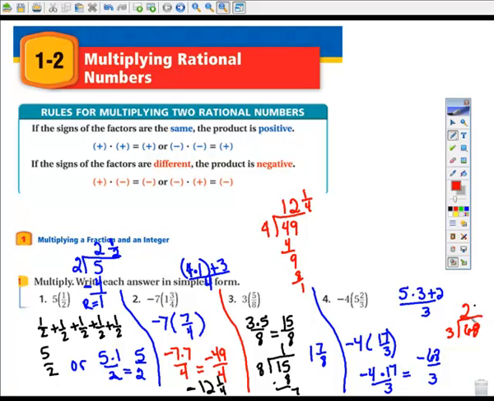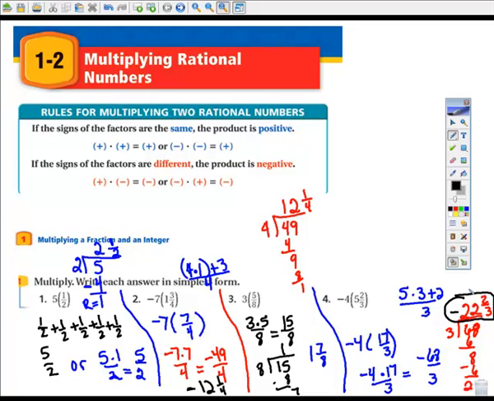3 goes into 6 twice. I have 0 left over, so I'll bring down the 8. 3 goes into 8 twice, and that's a 6. So when I subtract, I get 2, so my remainder is 2. So my fraction portion is 2/3. But don't forget, this was a negative times a positive, so the answer is negative 22 and 2/3.